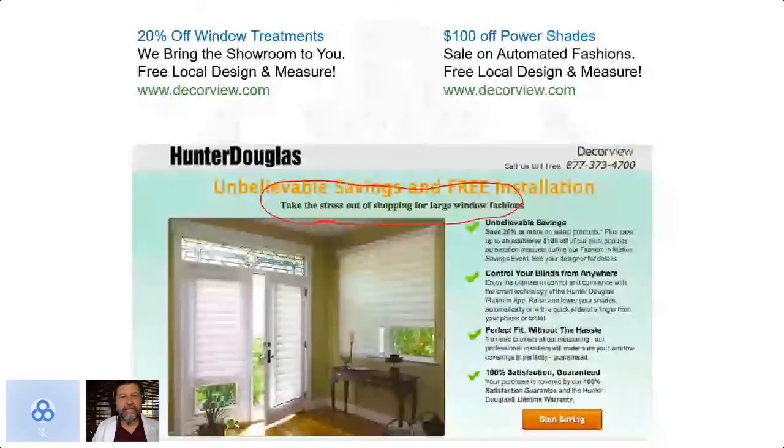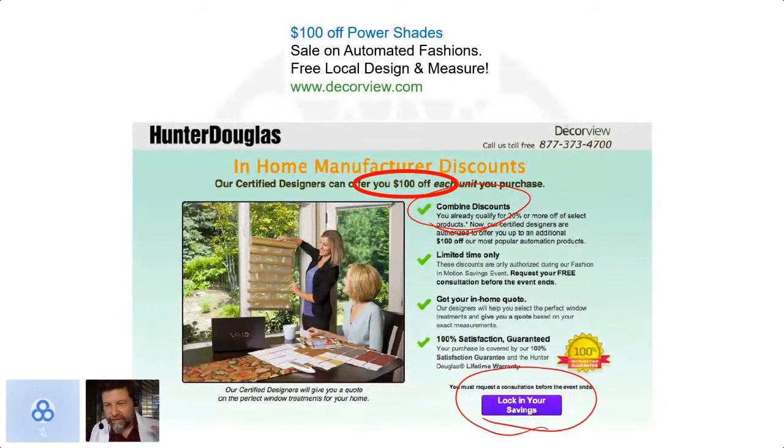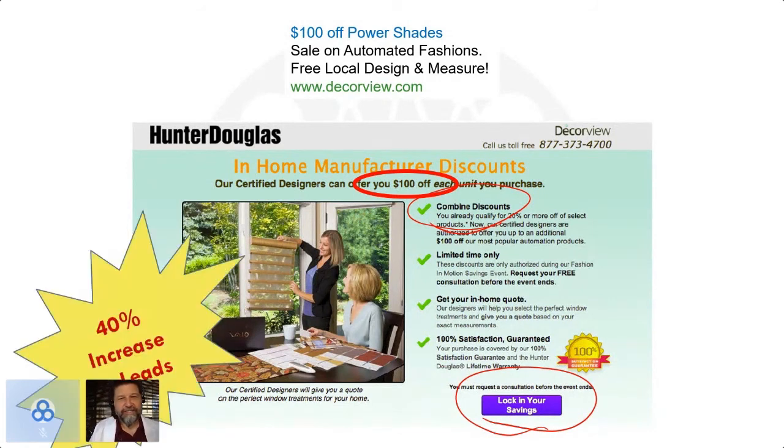So for these landing pages, what could we do? Well, first of all, we made sure we were keeping the promise. So we mentioned the $100 off for this particular ad, but we're talking about in-home manufacturer discounts, combined discounts, and even our call to action was lock in your discounts, because transactional buyers, the one thing they hate more than spending too much money is losing a discount they could have had. And this gave us a really nice 40% increase in the appointments booked for these window blinds.